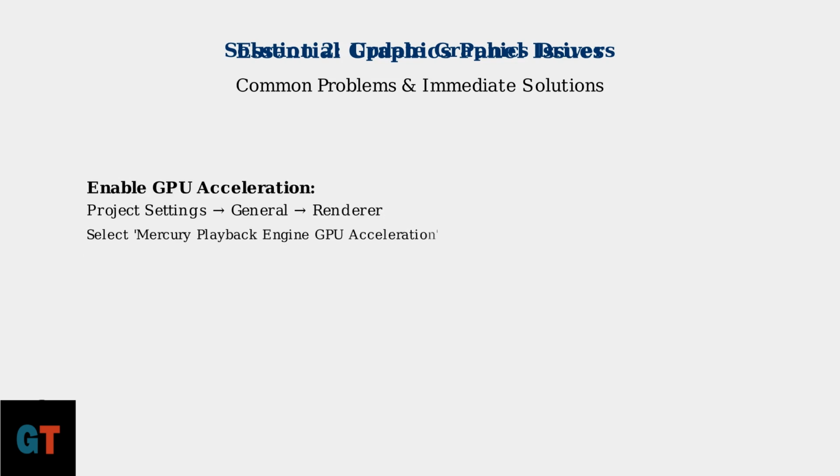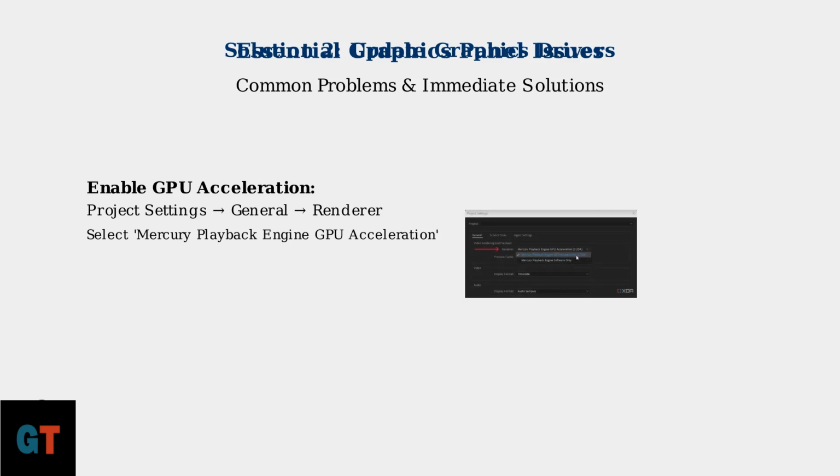After updating drivers, ensure GPU acceleration is enabled in project settings. Navigate to General Settings and select MOGRT Playback Engine GPU Acceleration. This allows Premiere Pro to use your graphics card for rendering essential graphics templates.